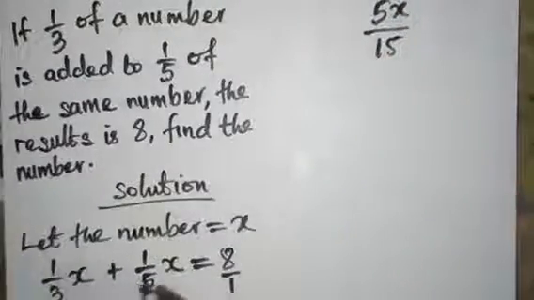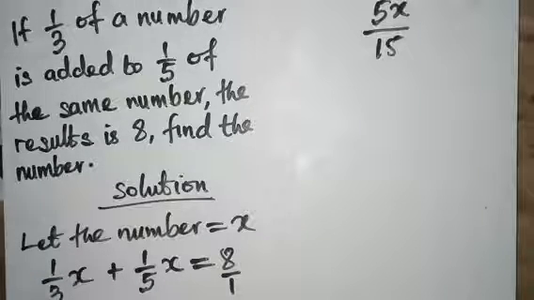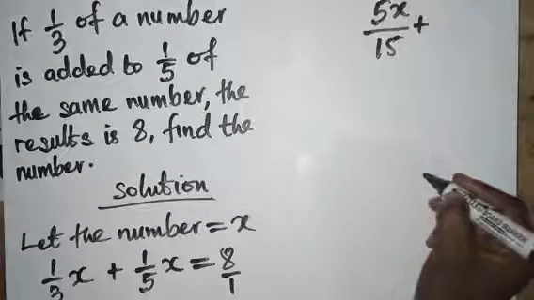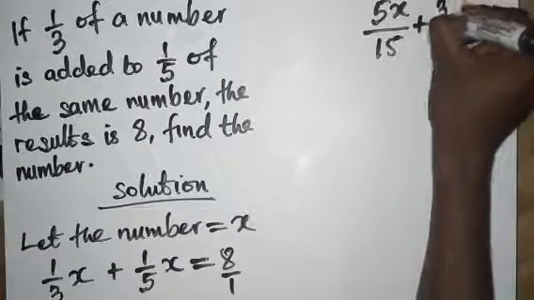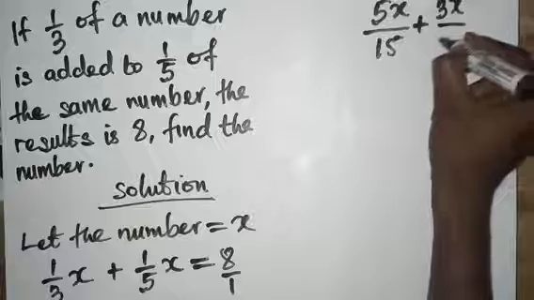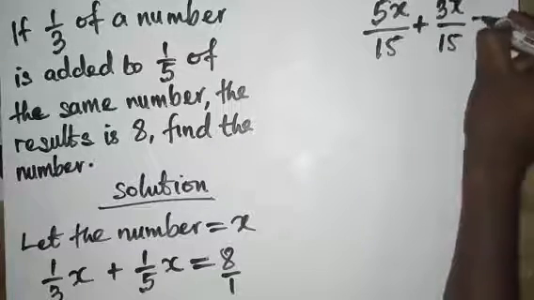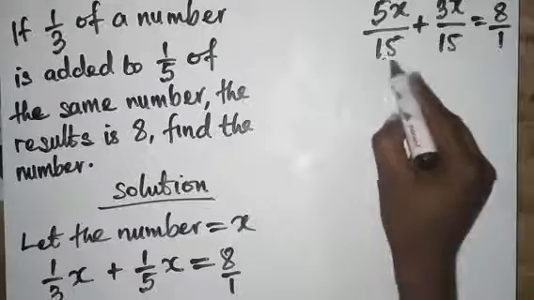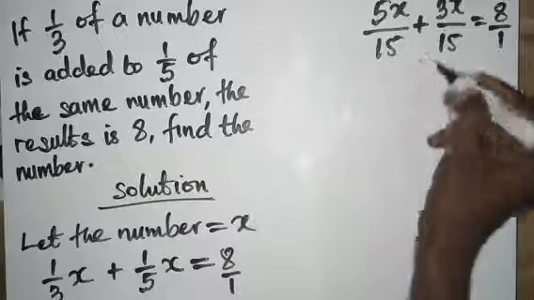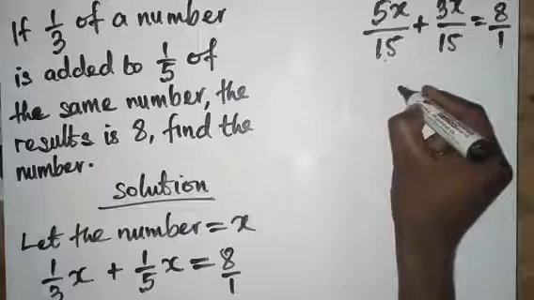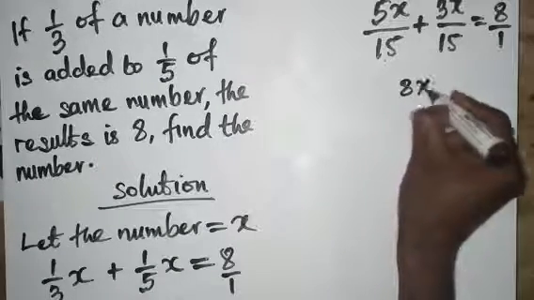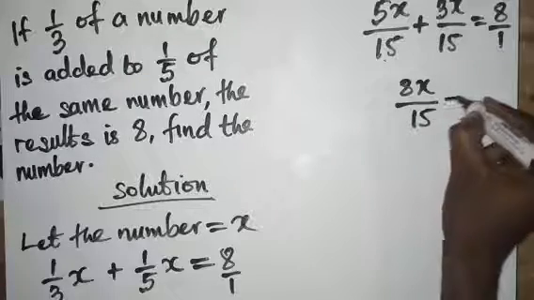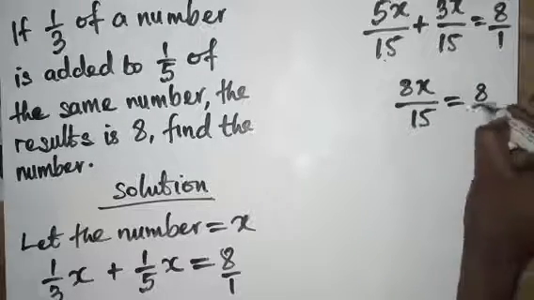That means 5 multiplying 1 and multiplying 3, plus 3x over 15 equals 8 over 1. Because the denominators are now the same, we can just put them together. So we got 8x over 15 equals 8 over 1, which is the same thing.